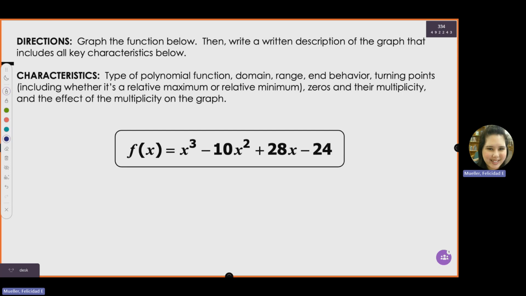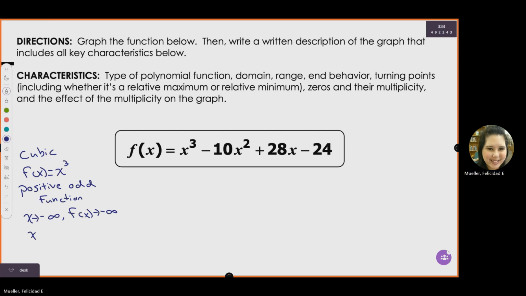So looking at this, I can tell you that this is a cubic with a parent function of f of x equals x cubed. It is a positive odd function. So my end behavior would be as x approaches negative infinity, f of x is going to approach negative infinity. As x approaches positive infinity, f of x will approach positive infinity. My domain and range is all real numbers.